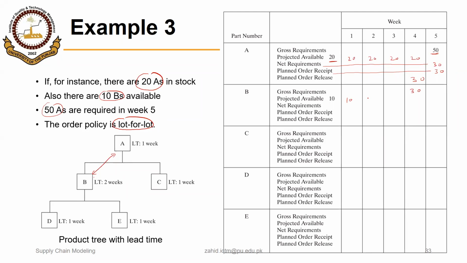So this inventory of 10 will be carried up till week 3. So the net requirements will become 20. So planned order receipts will be 20. Accordingly, the lead time for B, as you can see here, is 2 weeks. So planned order release will be in week 2.